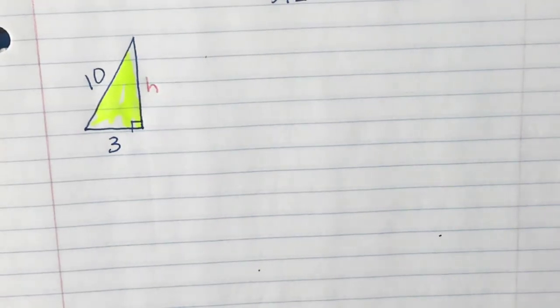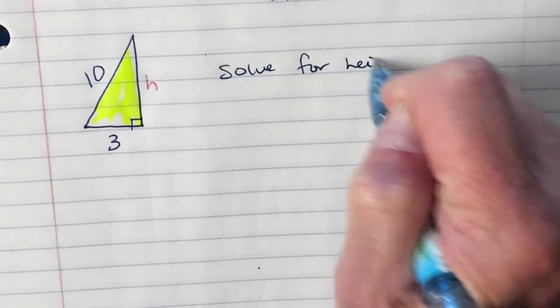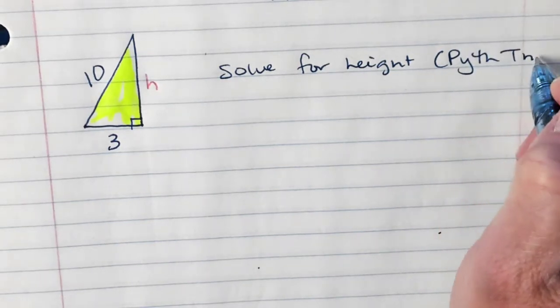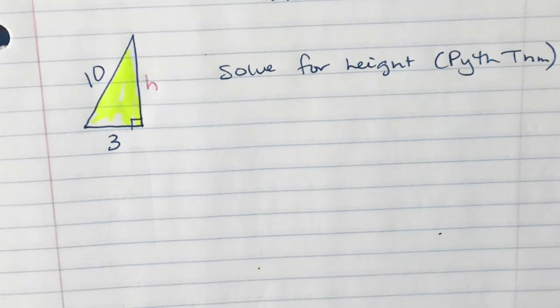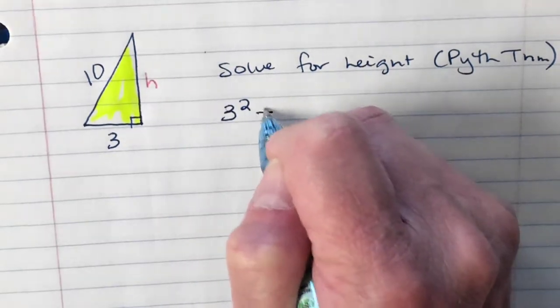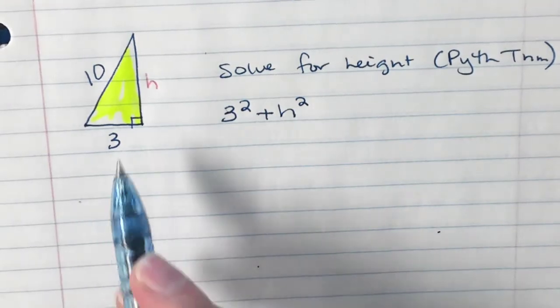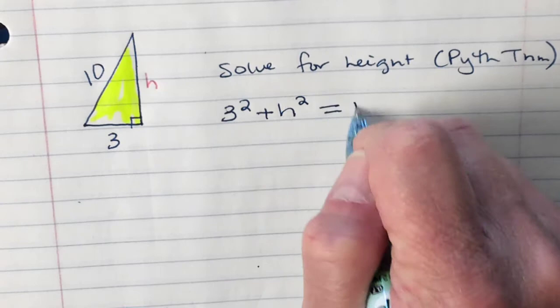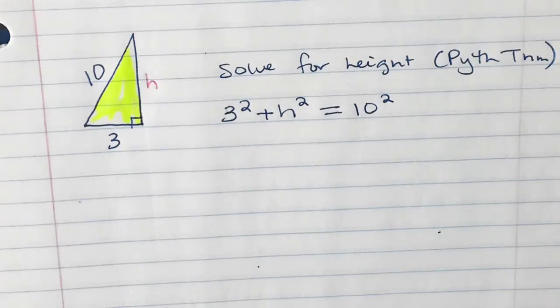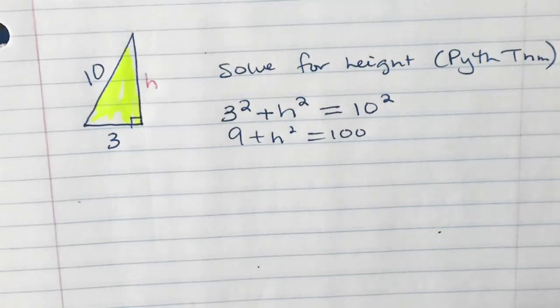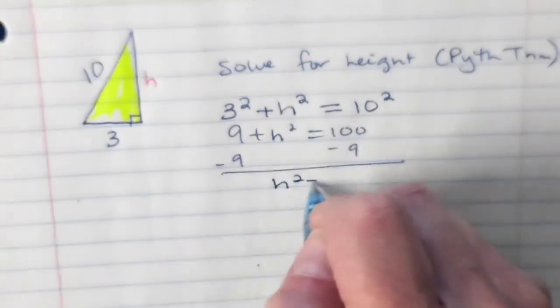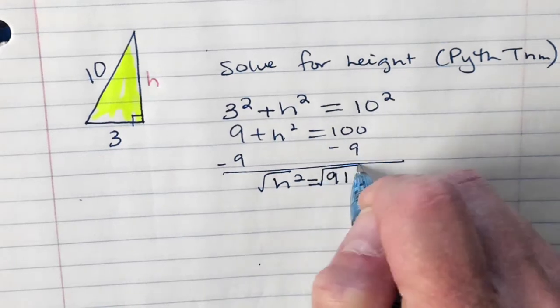We have to go solve for our height. And we're going to use the Pythagorean theorem to do that. So we're going to take 3 squared plus h squared, the 2 legs of this skinny little right triangle, equal to 10 squared. We're going to solve for our height. So I'm going to square my numbers, subtract off the 9, and then take the square root.